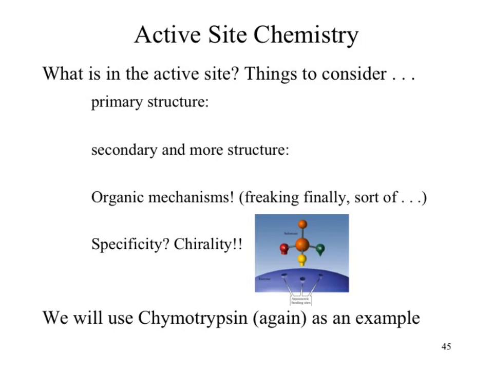So, active site chemistry. What things should we be looking at in the active site? Primary structure. That is kind of important. What is the individual sequence of amino acids? Not as important as, say, looking at the secondary structure. How does the sequence then fold on itself to generate different things? Organic mechanisms. How does it do it? How are the electrons moving to allow certain bonds to exchange places? Finally, it happens. It does show up.